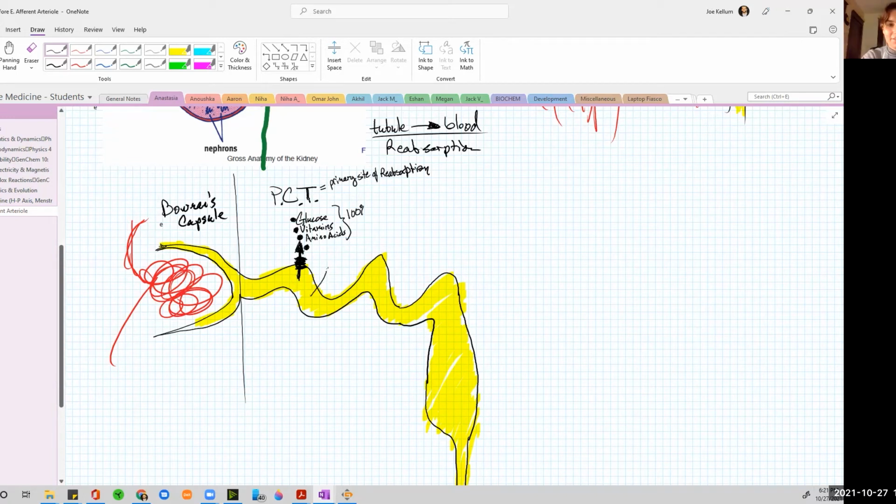Okay, and so you're also getting a ton of electrolyte reabsorption here too. The proximal convoluted tubule is very much the center for reabsorption of lots of stuff. These are the main ones we care about. And so it's responsible for 70% of the sodium reabsorption that occurs in the kidney.